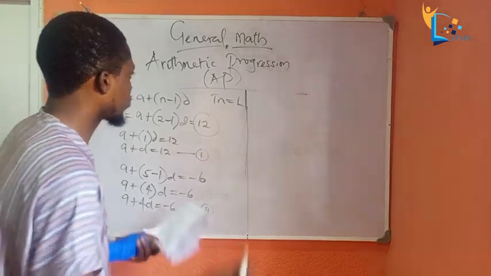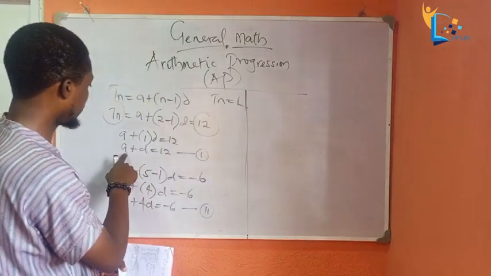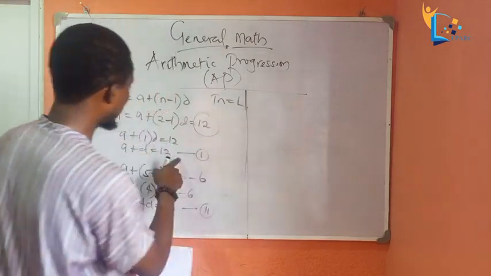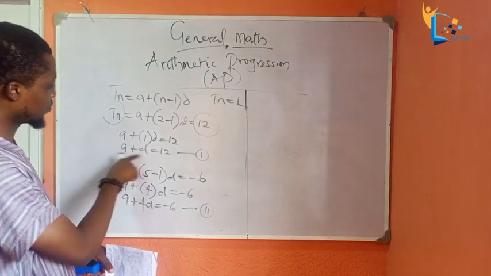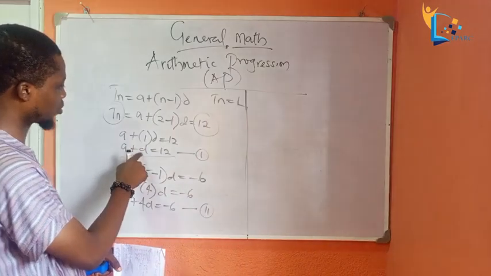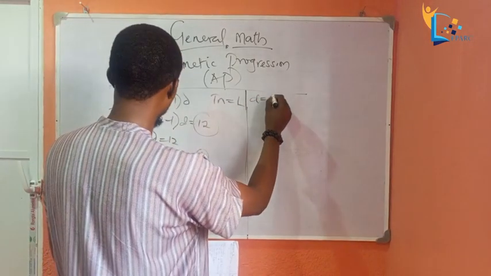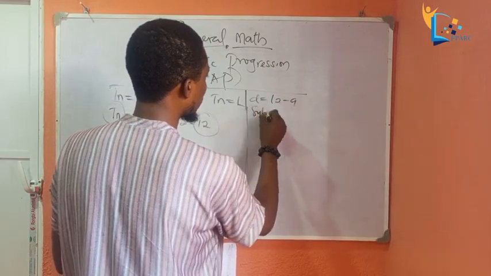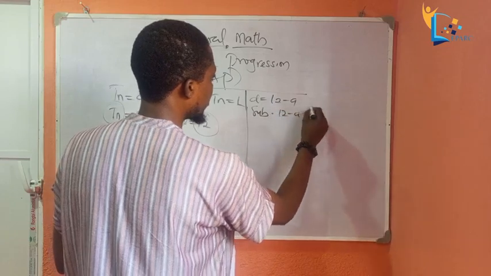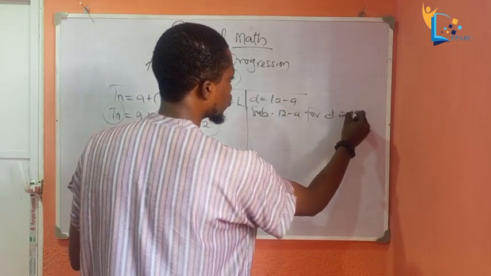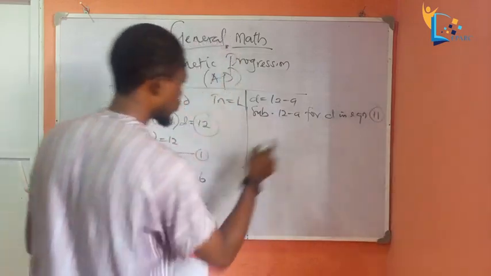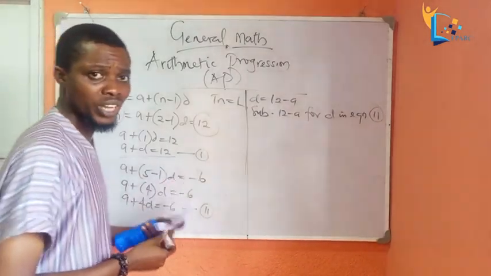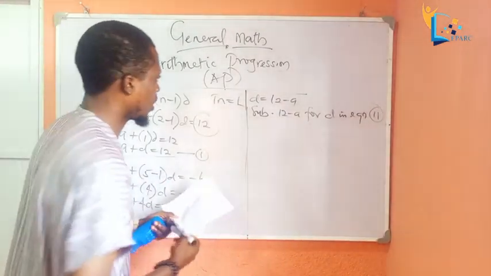So now, from equation 1, let's make D subject of formula. So D will now be equal to 12 minus A. So substitute 12 minus A for D in equation 2. Anywhere we see D, let's substitute this in equation 2. Are we together?